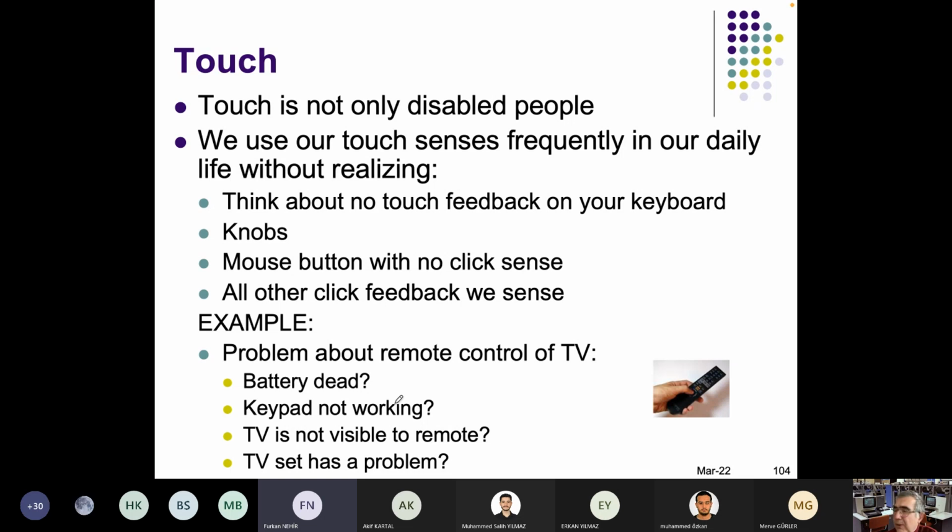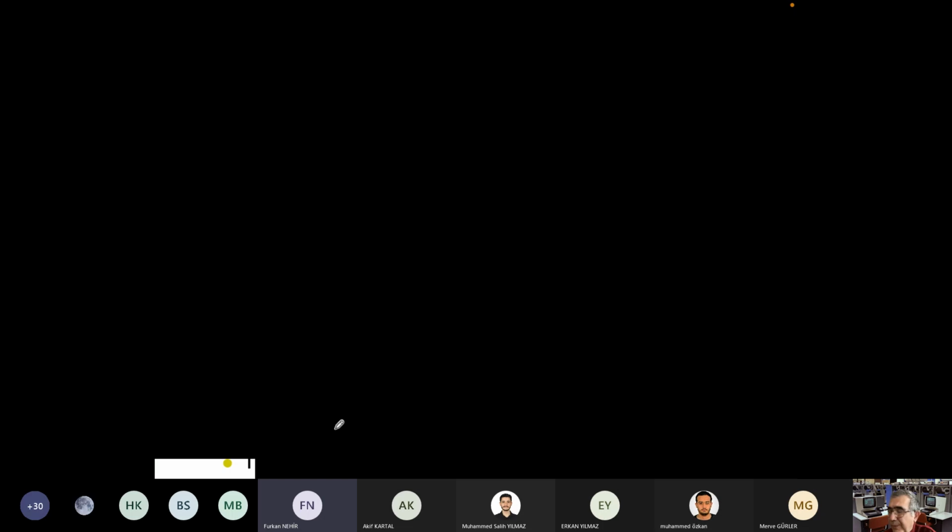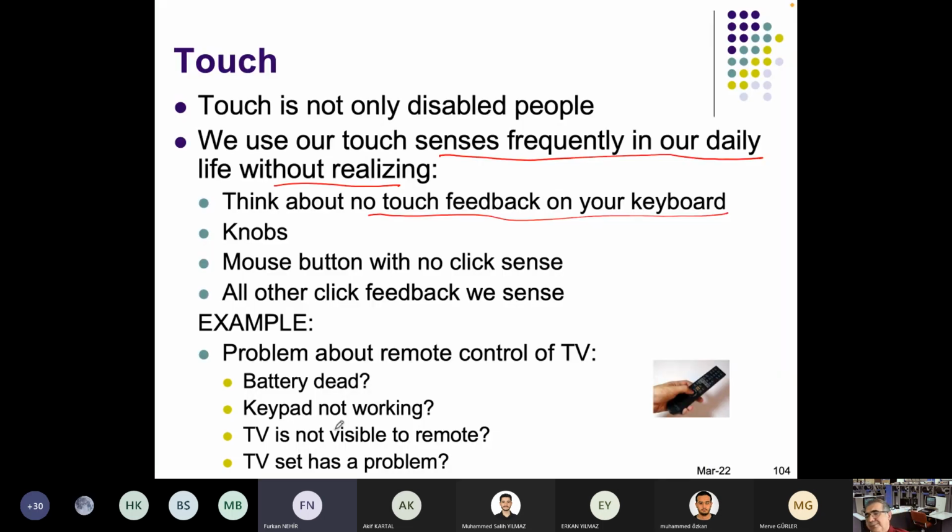We use our touch sense frequently in daily life without realizing it. Think about no touch feedback in the keyboard. So feedback in keyboards is quite important, because if you don't feel that your typing got through, you have to see it.